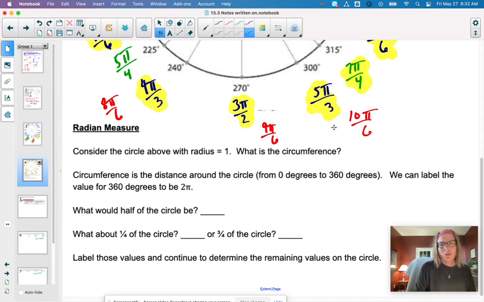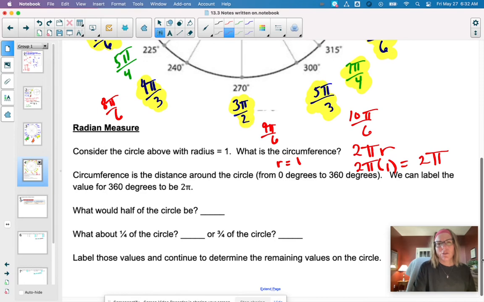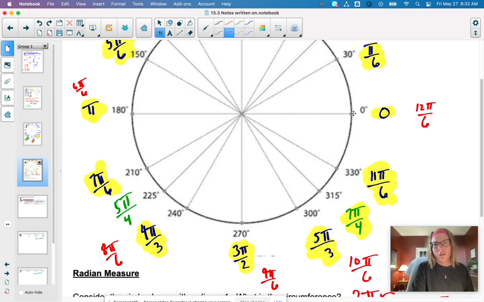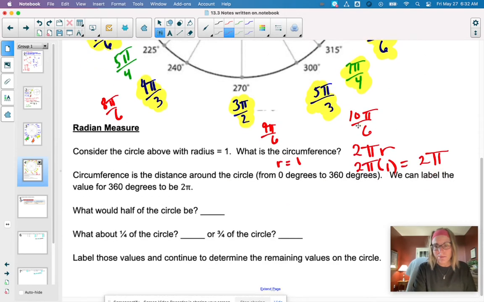When we talk about circumference, we know that the circumference of a circle is 2 pi r. Well, if r is equal to 1, then the circumference is 2 pi times 1, which is 2 pi. Circumference is the distance around the circle. So we're going from 0 to 360 degrees if we travel all the way around, or if we're talking radians, we're going from 0 all the way to 2 pi.